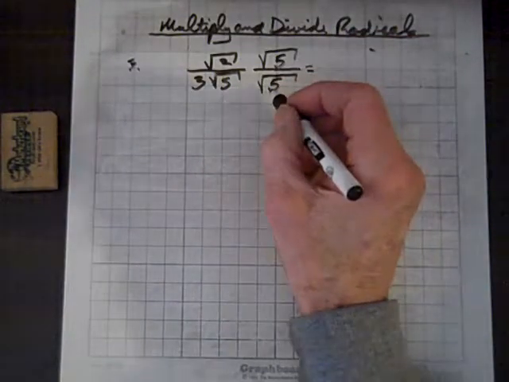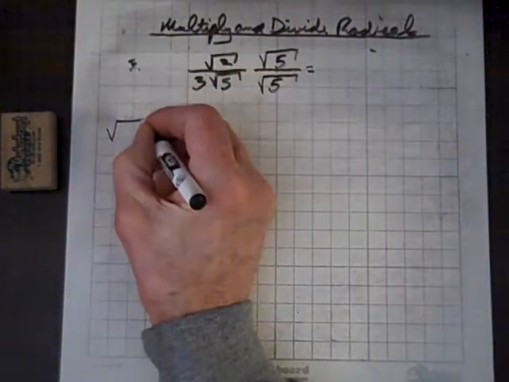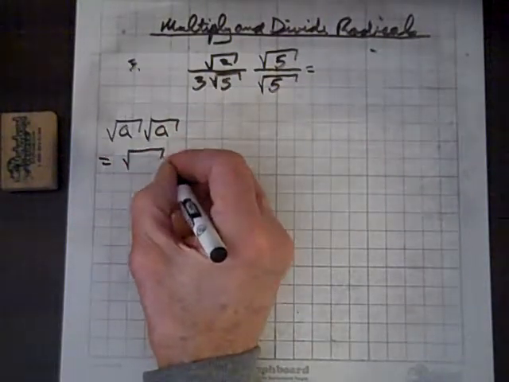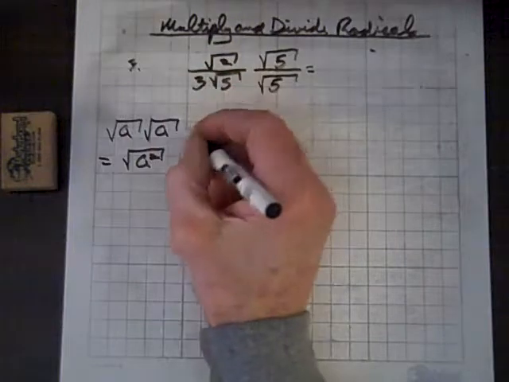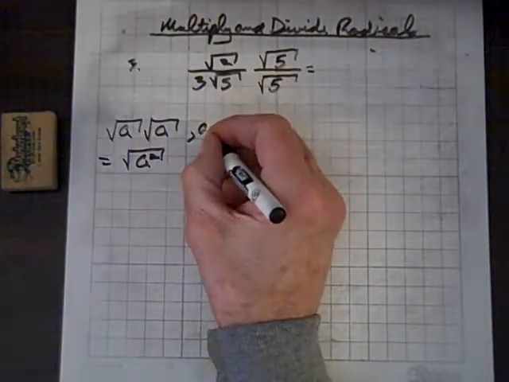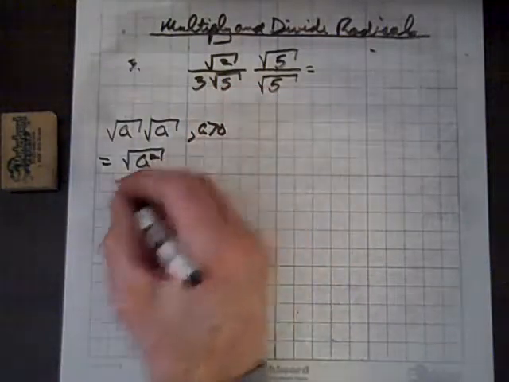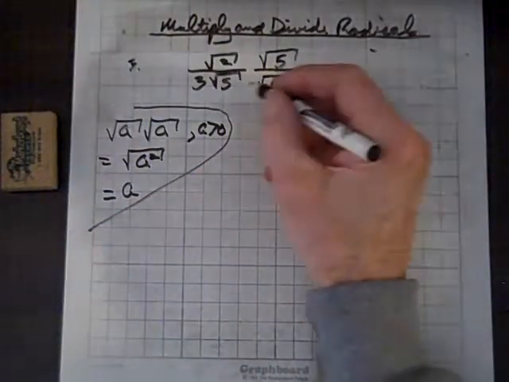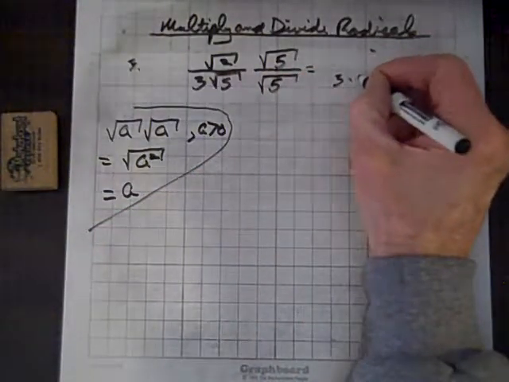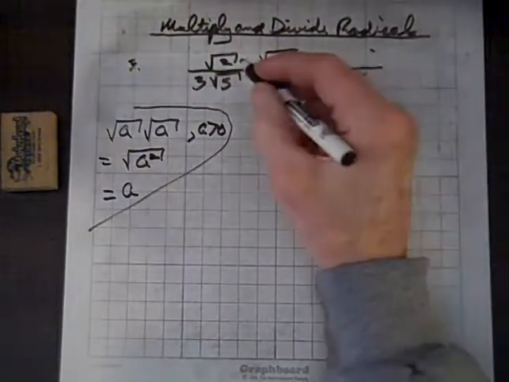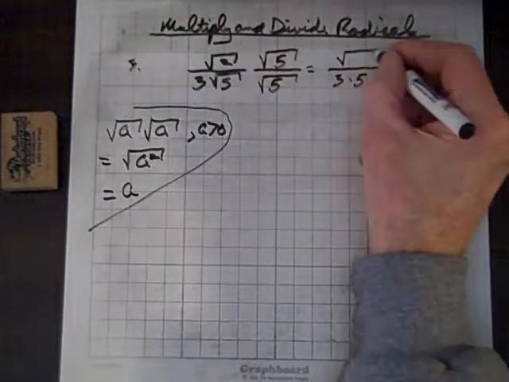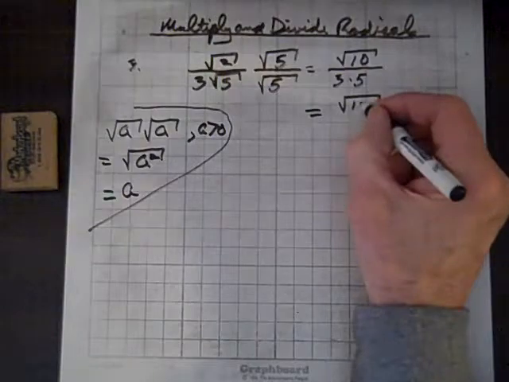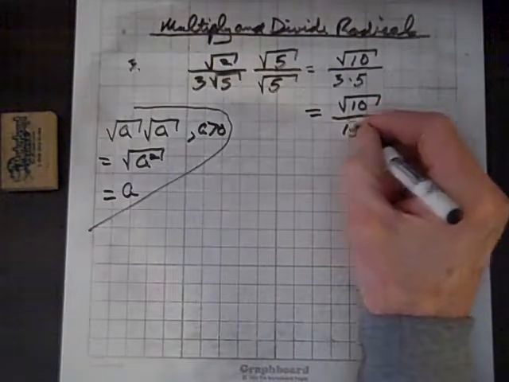3 root 5 times root 5. Notice, root a times root a equals the root of a squared. And by the way, I must put this addendum in: a is greater than 0. And so that just equals a. So root 5 times root 5 is just going to be 5. Upstairs, we have root 2 times root 5, which is root 10. And so in the end, we're left with root 10 over 15, and we're done.